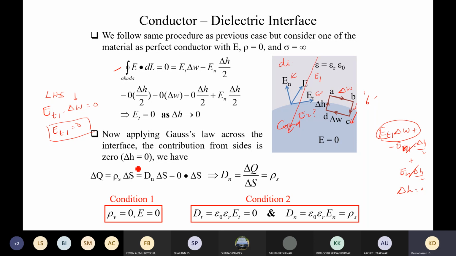And what about the second one? The second one is where we are going to apply Gauss law. We will use the pillbox.